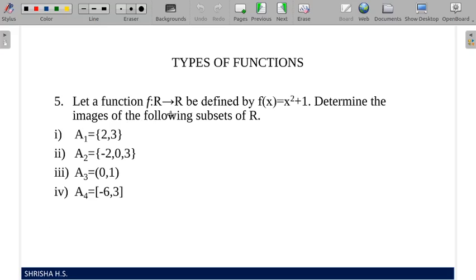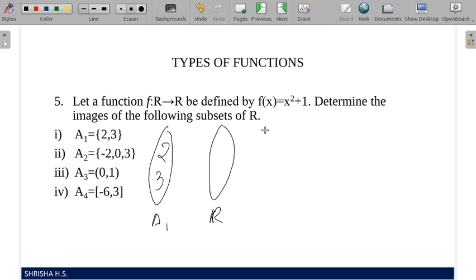So let a function f from real numbers to real numbers be defined by f of x equal to x square plus 1. Determine the images of the following subsets of R. Okay, so we have to determine the images. So let's do it. We have 2 and 3, it's called A1, and it's also some real number. Let's take R only. So it's a real number to real number, right? So what is f of 2? 2 square plus 1, and that should be 5.